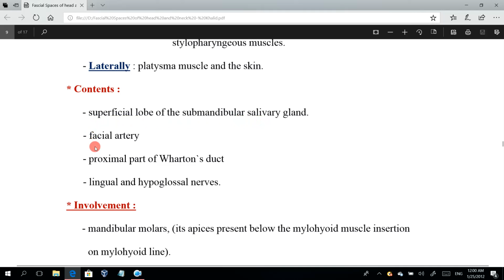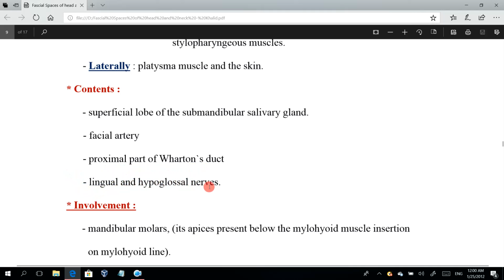The second structure is the facial artery. Third, proximal part of Wharton's duct. What's Wharton's duct? Wharton's duct is the duct of the submandibular salivary gland. So not all the duct, just the proximal part of Wharton's duct is one of the contents of the submandibular space. And the other structure is the lingual and hypoglossal nerves.